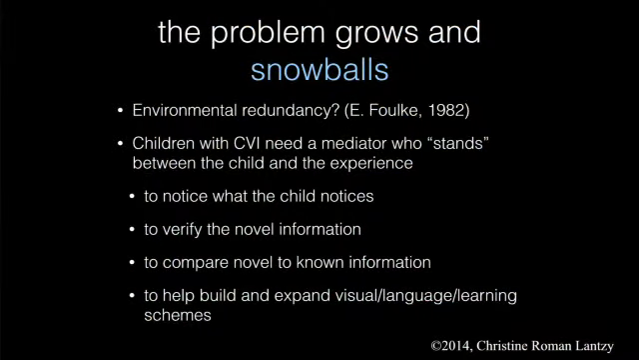Emerson Foulke, another vision researcher, said in 1982 that children with visual impairment need environmental redundancy. They need to experience something over and over and over before it begins to actually be well understood. But my suggestion is that it's more than just redundancy: we adults without CVI, we powerful people in the lives of these children, need to be the mediator who stands between the child and the experience, and not just gives the child the experience, but actually notices what the child notices, verifies what the child is seeing.